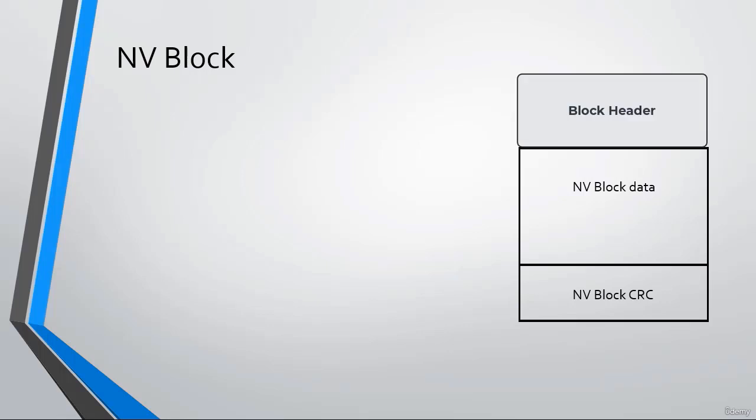Next, we will discuss the NV block. Now, this is the first mandatory object we will be discussing. The previous memory objects, the RAM and ROM blocks, are optional, but we cannot have a project or a configuration without an NV block. And as you can see on the right side, the typical NV block consists of NV block data and the NV block CRC.